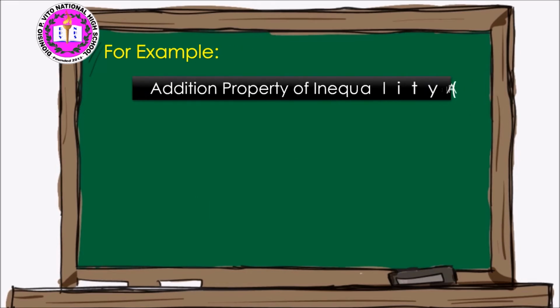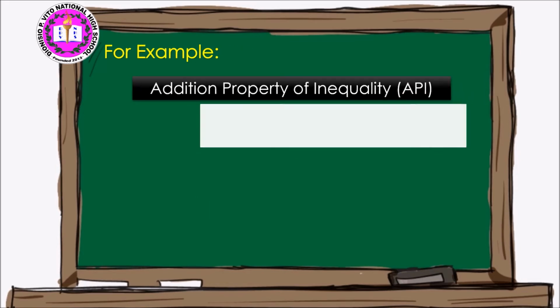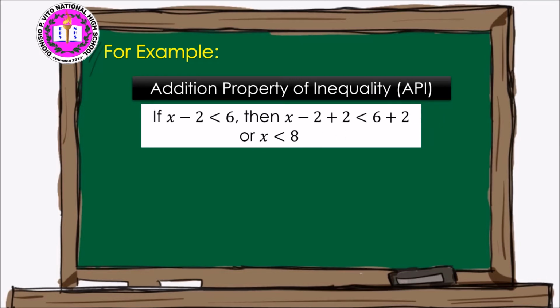For addition property of inequality, we have if x minus 2 is less than 6, then x minus 2 plus 2 is less than 6 plus 2, or x is less than 8.